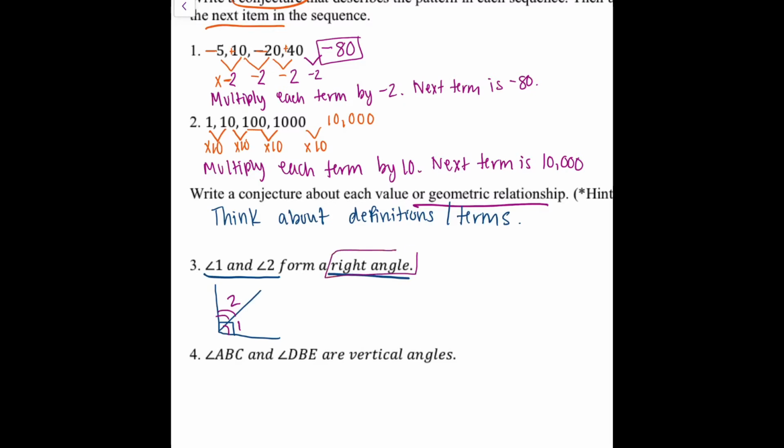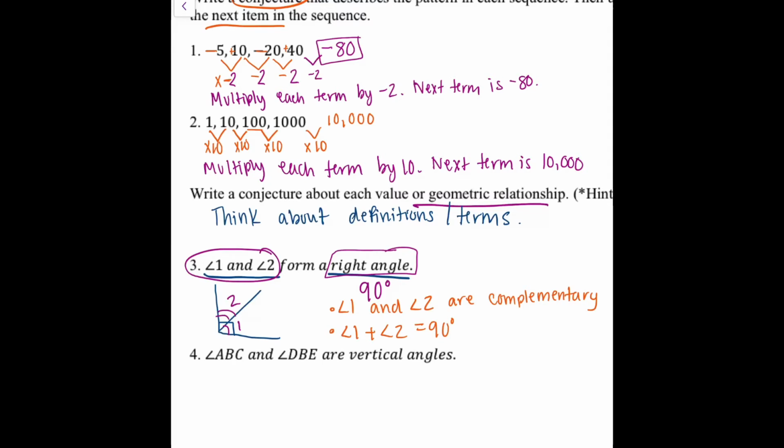Well, what does it mean to be a right angle, first of all? Hopefully you're thinking that right angles are 90 degrees. So by looking at this picture and knowing that these two together form a right angle, I can say that angle 1 and angle 2 are complementary. That word means they add up to 90. Or you can also just say angle 1 plus angle 2 equals 90 degrees. Those are the conclusions you can make based on just the information that you were given.